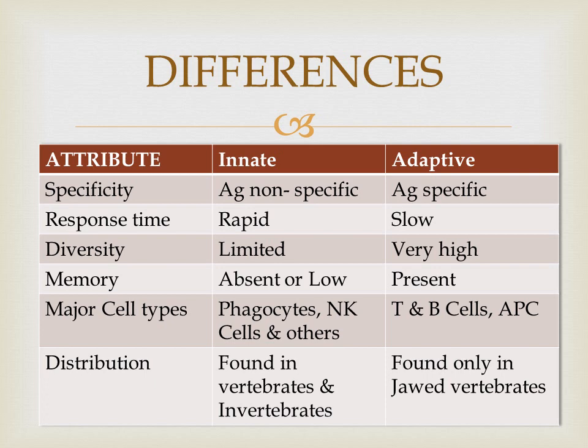The cell types involved are phagocytes and NK cells in innate, whereas adaptive has B cells, T cells and antigen presenting cells, because antibodies and cell mediated immunity are required for adaptive responses. Now distribution: innate immunity is found in vertebrates as well as invertebrates, whereas adaptive is only found in jawed vertebrates. It does not mean that jawed vertebrates do not have innate immunity. They have adaptive along with innate, whereas invertebrates do not have adaptive immunity. They have only innate immunity.